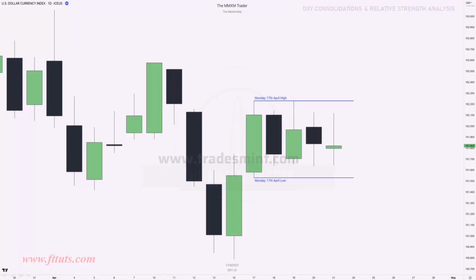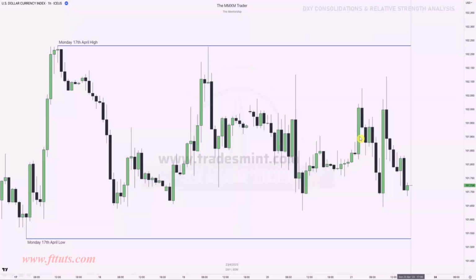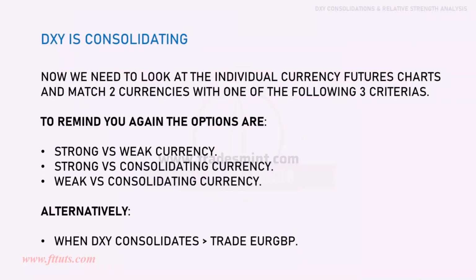So over here we can anticipate that extended consolidation, right? Because we got Monday's high as that inside range high, and then Monday's low as that inside range low. The third candle fails to take out that range, and we can see it extends into Thursday and Friday consolidating. And how does that look on a 1 hour chart? Well, it's one big consolidation. So now we see DXY is consolidating.